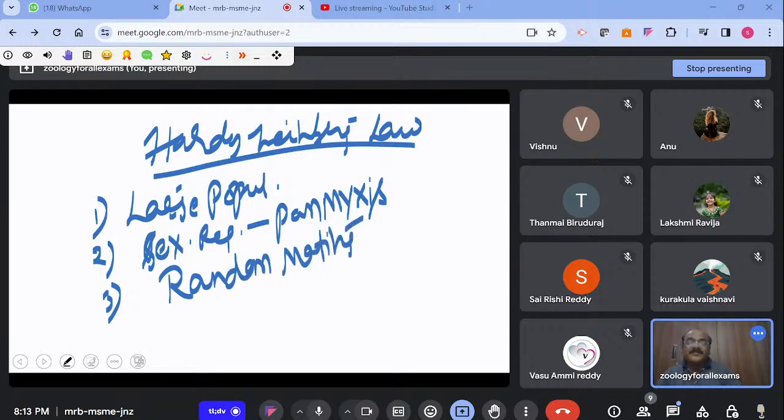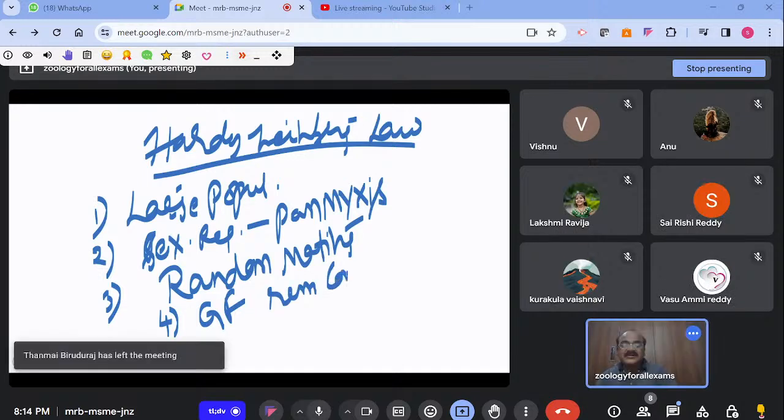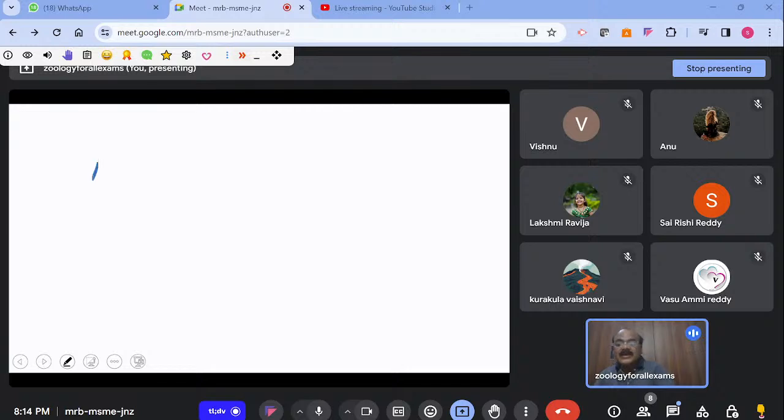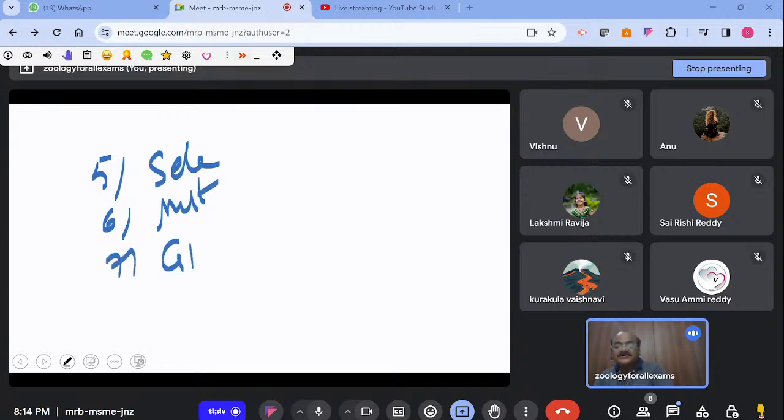So there are three criteria for the Hardy-Weinberg law. The population should be large, the reproduction should be sexual, and the mating should be random. When these three conditions are there, he suggests that the gene frequency remains constant from one generation to another generation, in the absence of selection, mutation, and gene flow. This is what his law is.